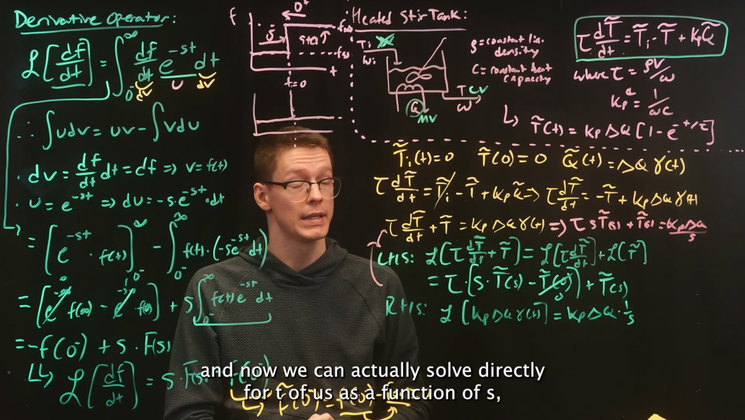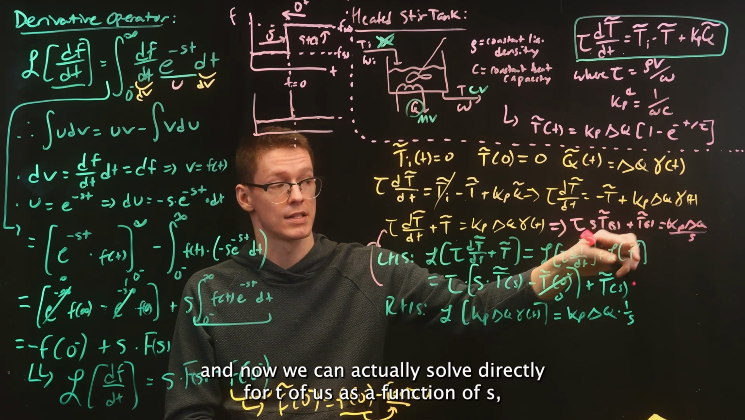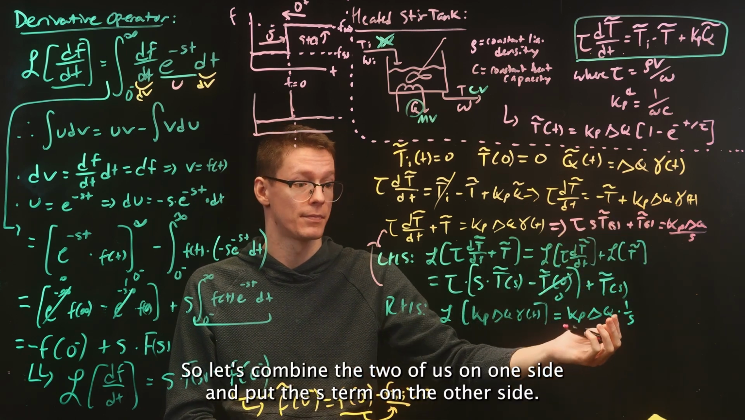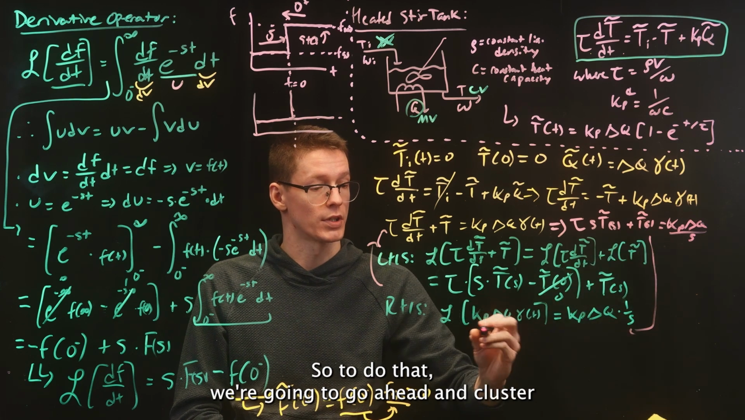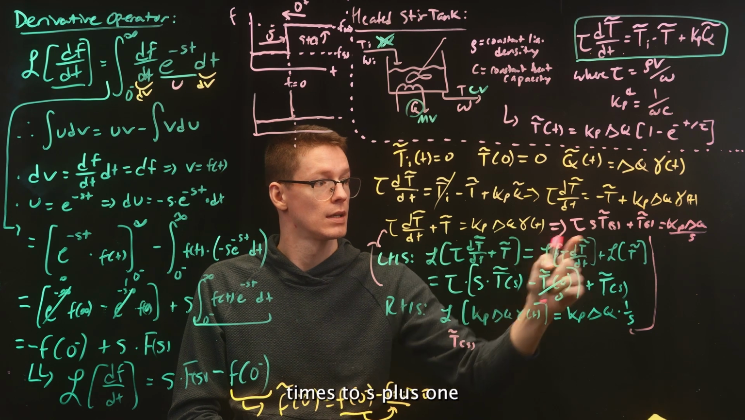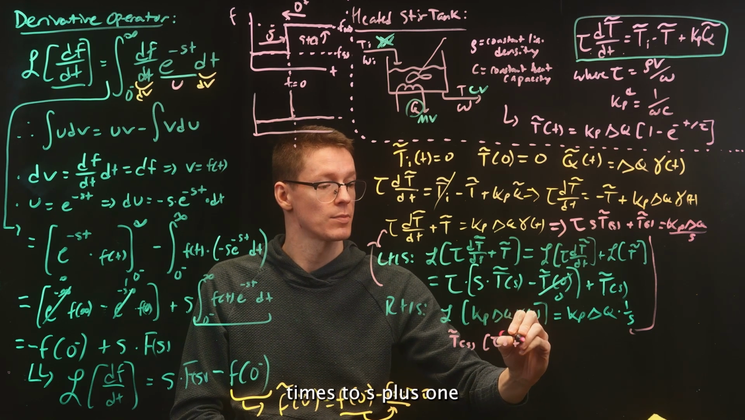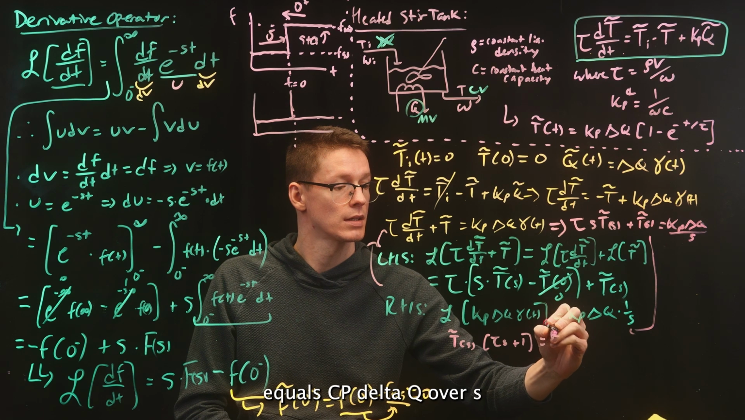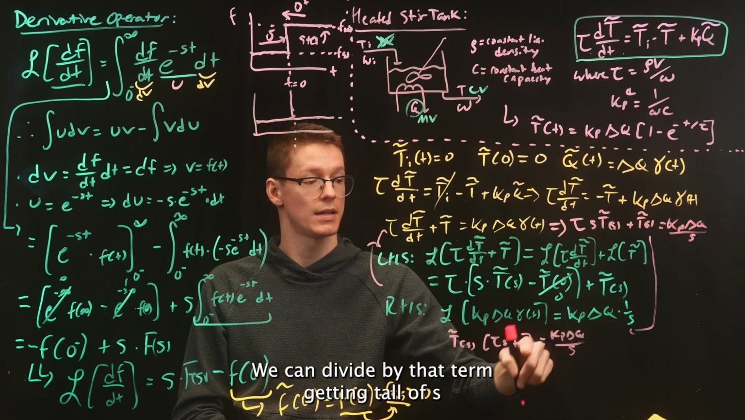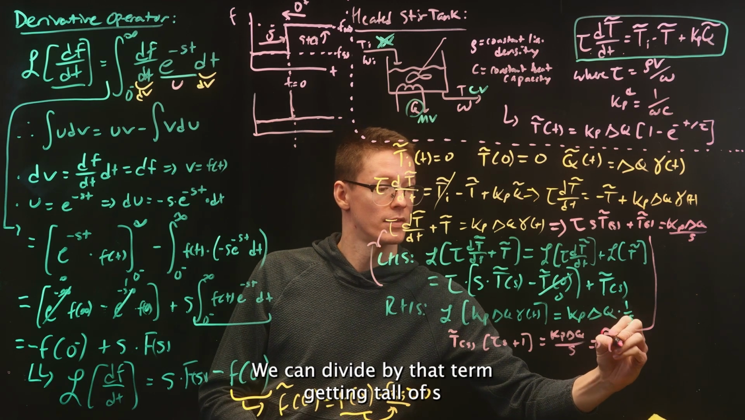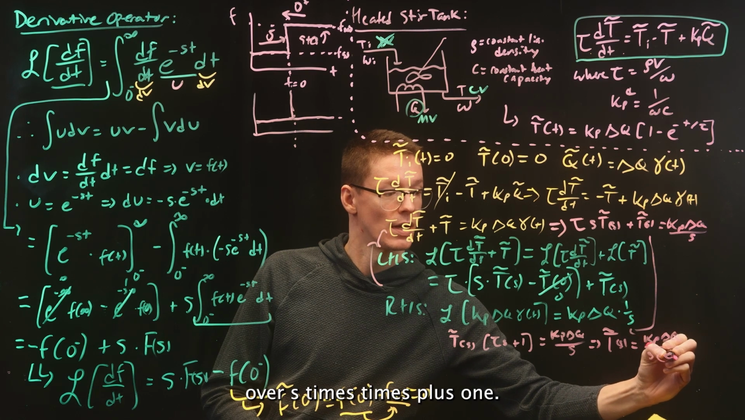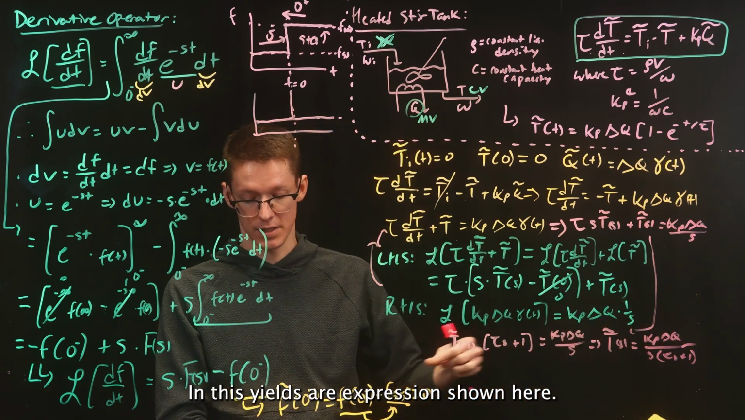And now we can actually solve directly for T(s) as a function of s. So let's combine the T(s) terms on one side and put the s term on the other side. To do that, we're going to cluster these, and it becomes T(s) times (tau s plus 1) equals Kp delta q over s. We can divide by that term, getting T(s) equal to Kp delta q over s times (tau s plus 1). And this yields our expression shown here.